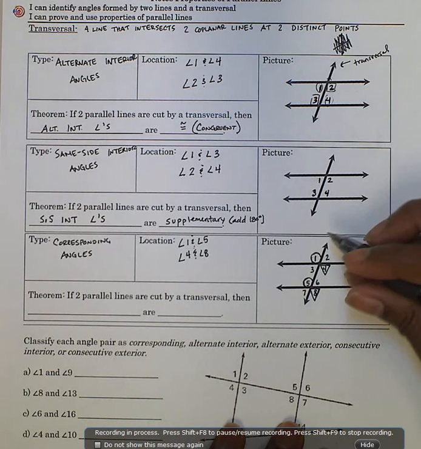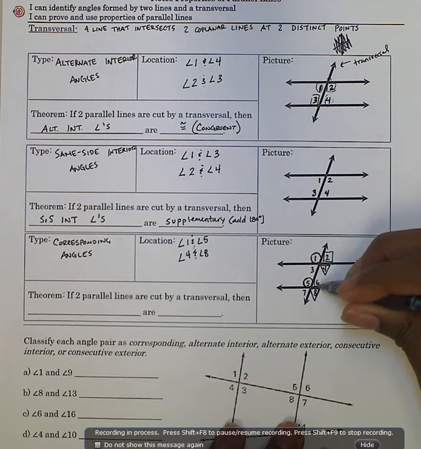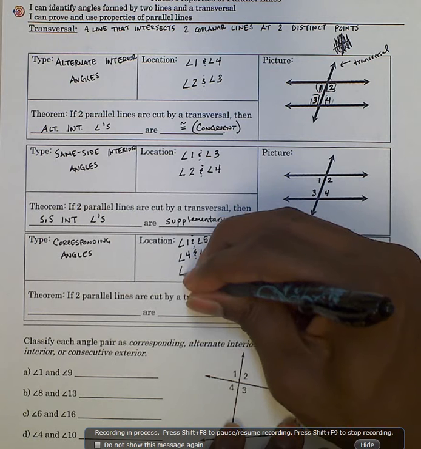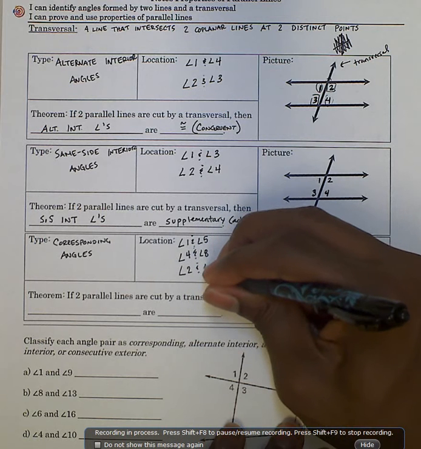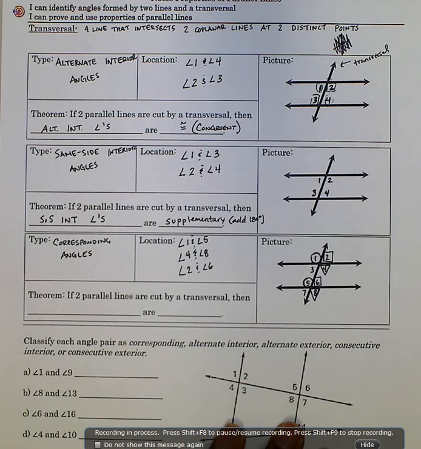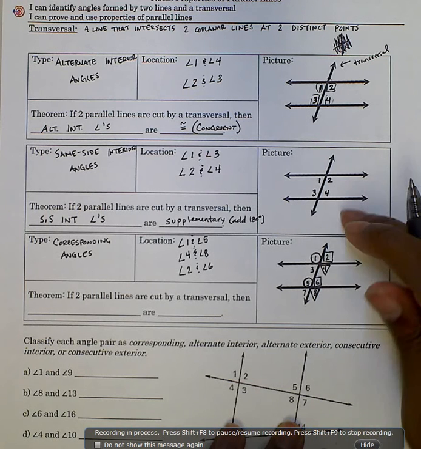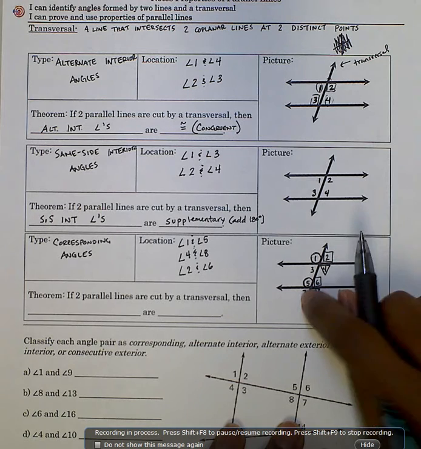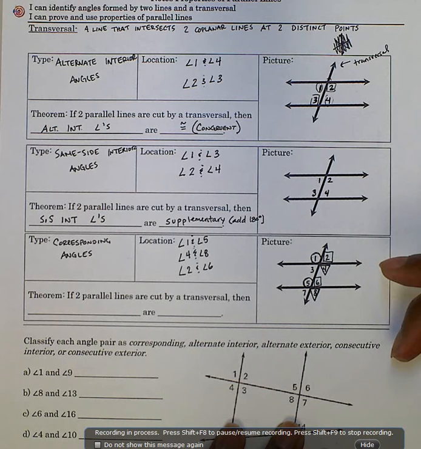Another pair would be angle 2 and angle 6. The last pair of corresponding angles would be angle 3 and angle 7. Notice that angle 3 and angle 7 are both the bottom left angle created by the intersection of the transversal and that line.